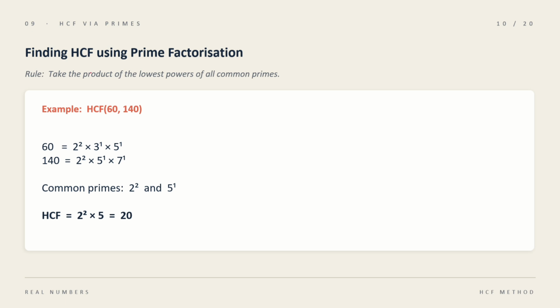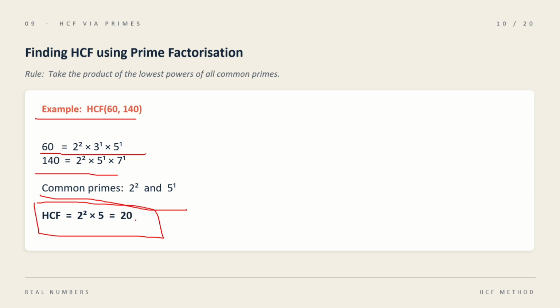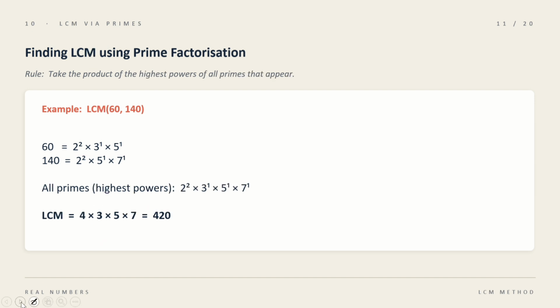Next slide. In this slide we will know how to find the HCF of given numbers using prime factorizations. Let's take the example HCF of 60 and 140. After prime factorization, 60 gives 2 to the power 2 into 3 into 5, and after breakdown of 140 we get 2 squared into 5 into 7 to the power 1. The common primes are 2 squared into 5 to the power 1, hence the HCF is 2 squared into 5, which is equal to 20.